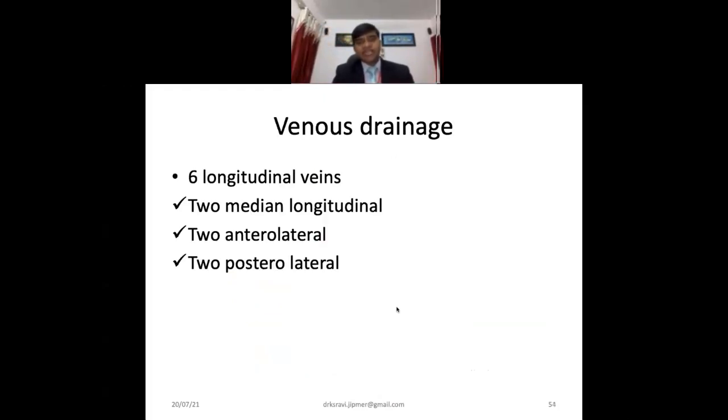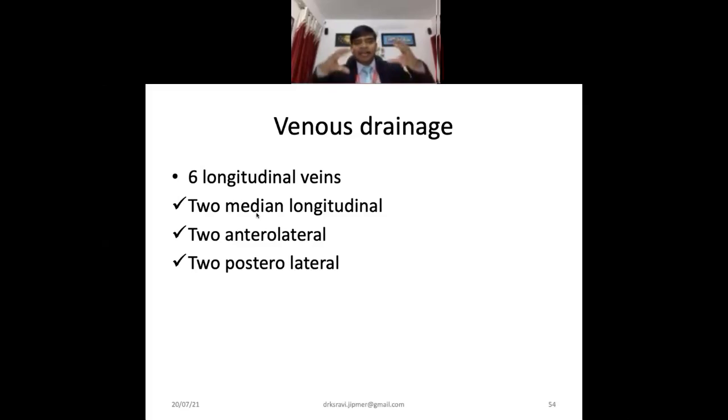Now, when you see the venous drainage of the spinal cord, it is by 6 veins. There are 6 longitudinal veins. 2 will be the median longitudinal veins, 1 towards the anterior aspect and 1 towards the posterior aspect. Whereas 2 in the anterolateral sulcus, so 2 anterolateral, and similarly we have the 2 posterolateral. So the 2 anterolateral will be posterior to the anterior roots, and the 2 posterolateral will be posterior to the posterior roots.